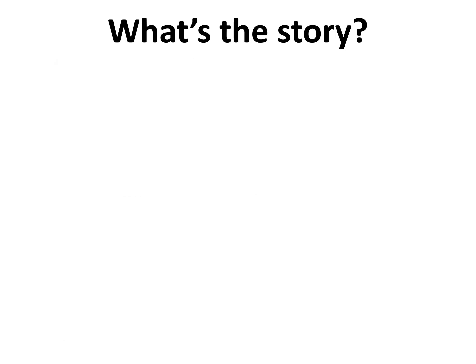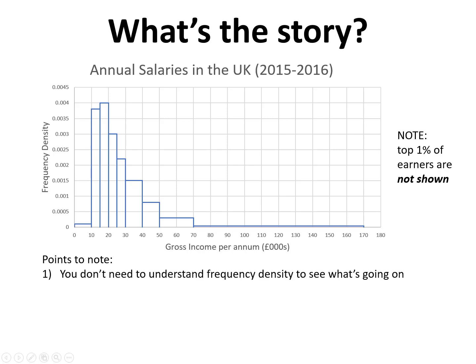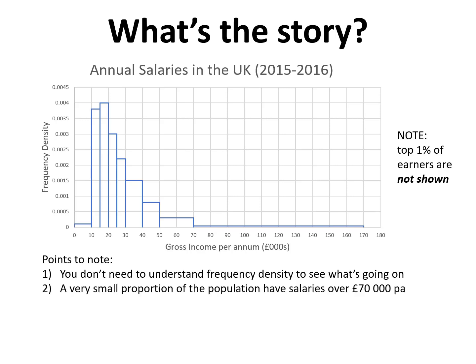Now let's look at another story, this time the story of annual salaries in the UK. Because incomes in the UK get so high, this histogram does not show the top 1% of earners. Well, the first thing that's quite striking is you don't need to understand frequency density to see what's going on. The numbers on the left don't really matter, but what you can tell is that very, very few people are on salaries of over 70,000 a year. In fact, the figures tell you that it's about 5%.